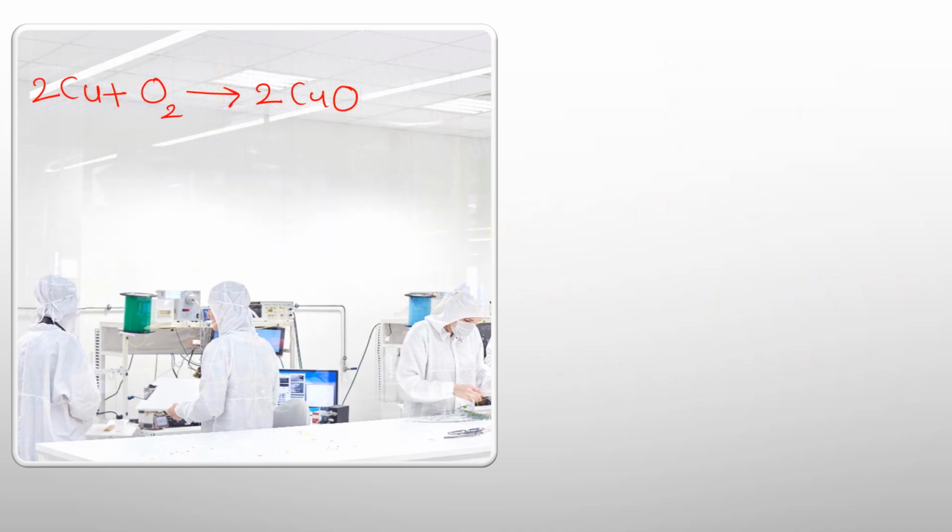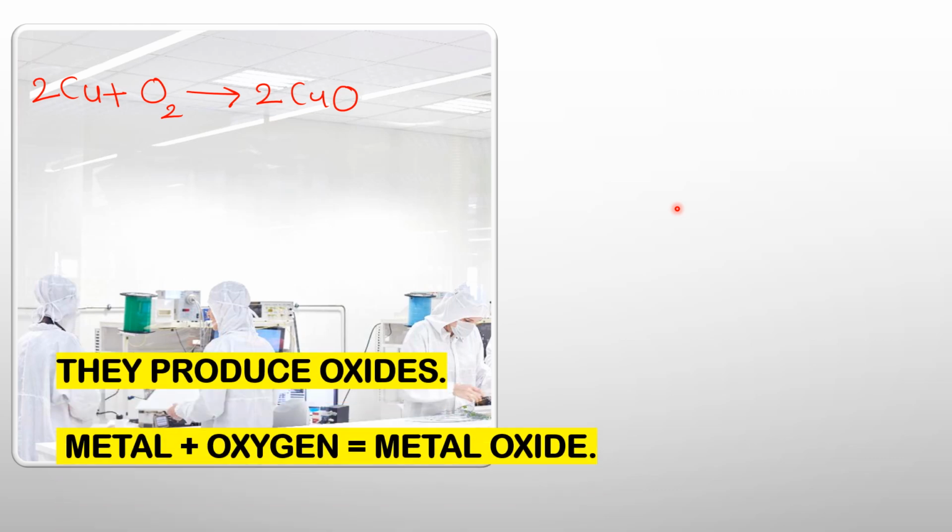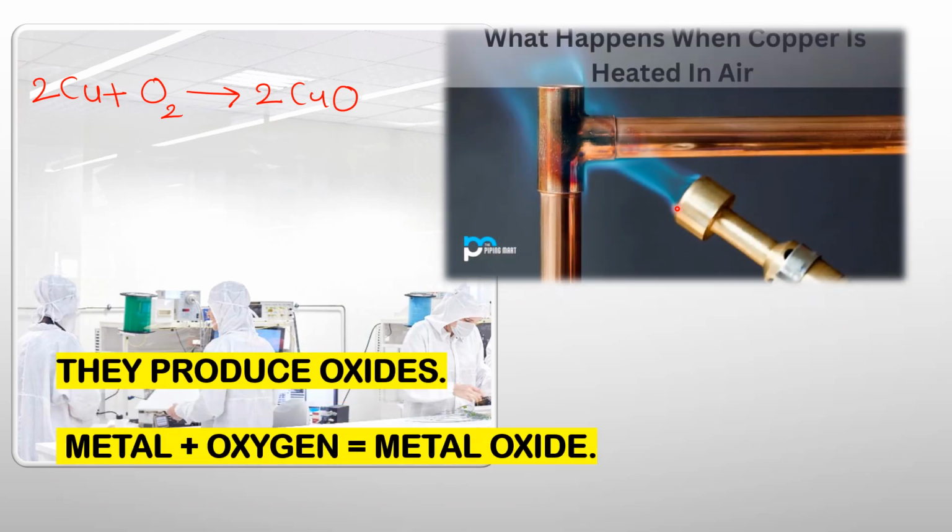Similarly, when copper is heated in air, it combines with oxygen and forms 2CuO, that is copper oxide. Here you can see when two molecules of copper react with one molecule of oxygen, it gives rise to two molecules of copper oxide, which is a black oxide.